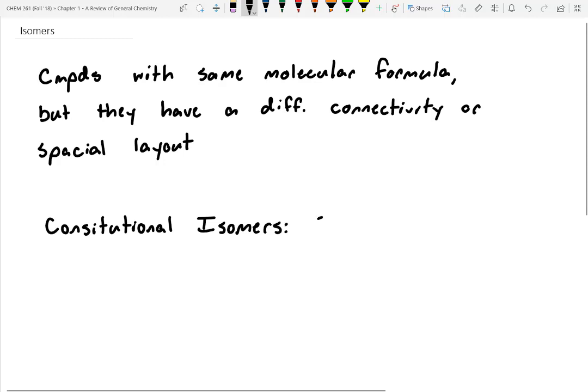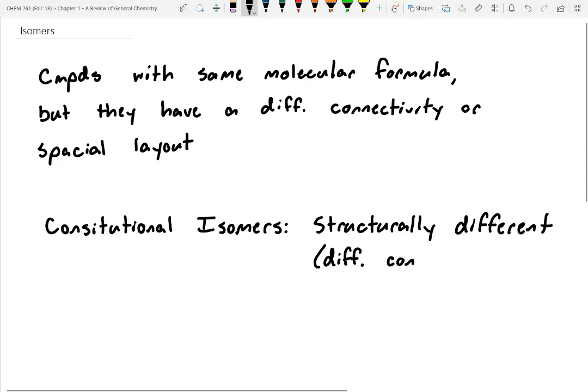And they are structurally different, meaning they have a different connectivity. So the easiest way to remember constitutional isomers is they're just attached differently. Like we saw in that problem of the day, that compound I drew on the far right had a completely different connectivity. It had the carbon in the center. That means it would be a constitutional isomer, although it had the same molecular formula. Okay? So this is one of the main classes of isomers.